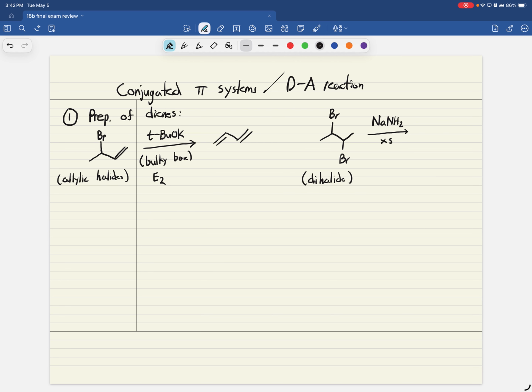So we're actually going to choose the sides here to form the diene because the diene actually has resonance structures and that makes it a little more stable. So that's the more stable product. So we're going to make a diene here again. All right, so that's going to be our diene, okay? So we got preparation of dienes from allylic halogens and then dihalides. That's our two examples here.